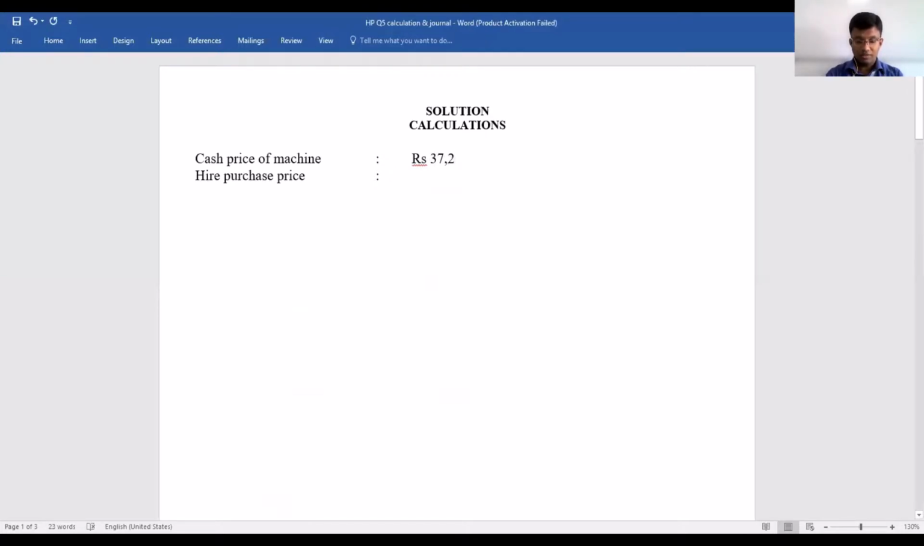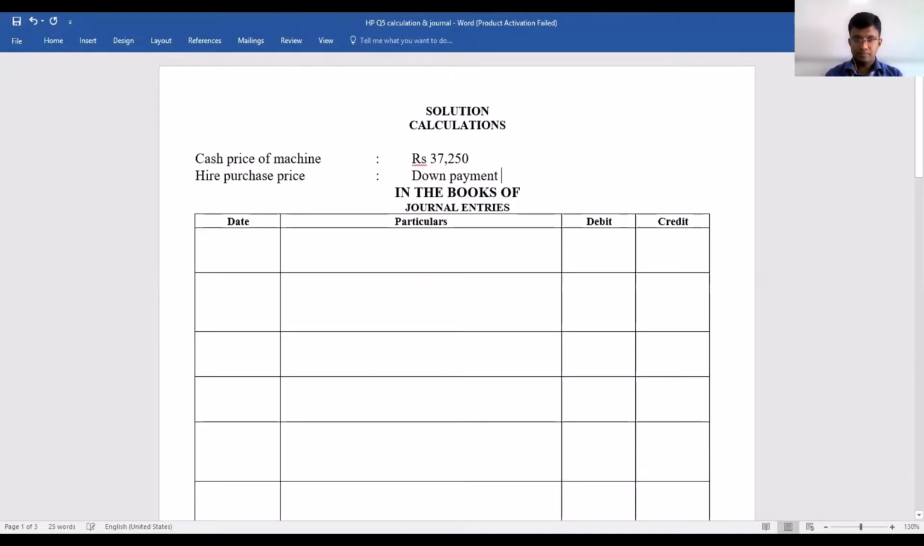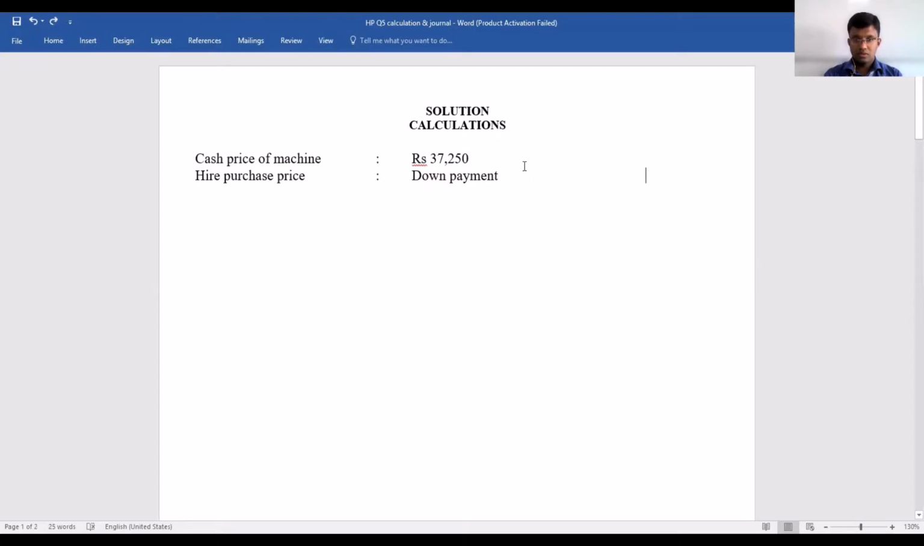So cash price of the machine is 36,250. Now let's compute the hire purchase price. Now, how do we calculate hire purchase price? Hire purchase price would be down payment plus number of parts into amount per part. So this is how we go about with the computation of hire purchase price. So let's just quickly work this out.